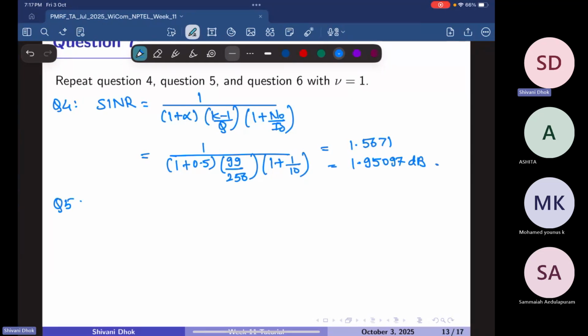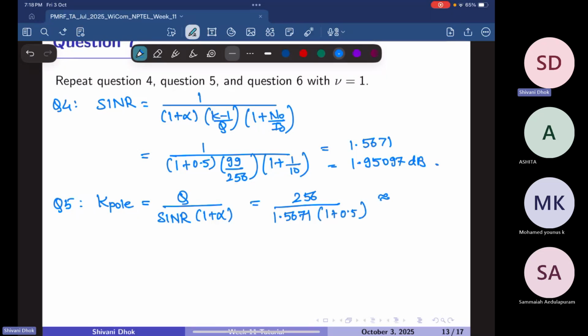Then question number 5 was finding your pole capacity. Your pole capacity was equal to Q upon SINR into voice activity factor nu, which now is equal to 1, into 1 plus alpha. Q is given to us as 256. So we'll use the same target SINR that we have here, 1.5671 into 1 plus 0.5, and this again comes out to be 108 users.